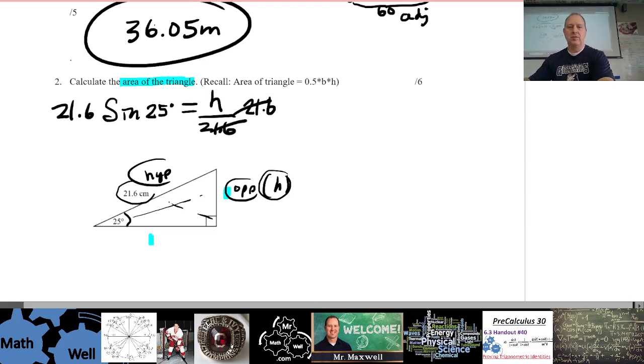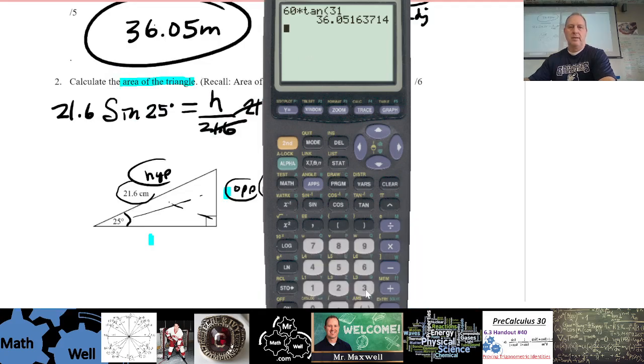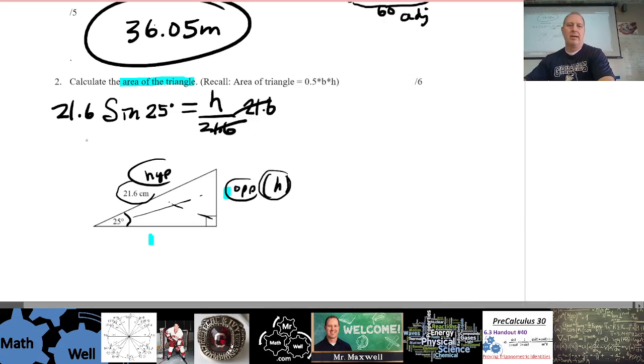And my h is going to be 21.6 times sine 25. 9.13, we'll say. h. Everybody get that? Okay, now that's going to be centimeters, so just as long as I don't forget. So that's not my answer, so I'm not going to circle that yet, because that's just part of the puzzle, right? So now I need to find this b here.